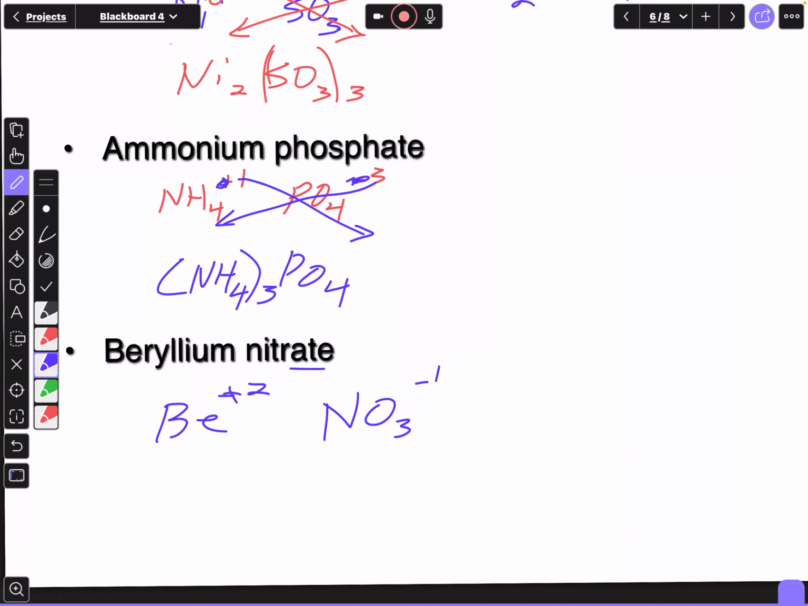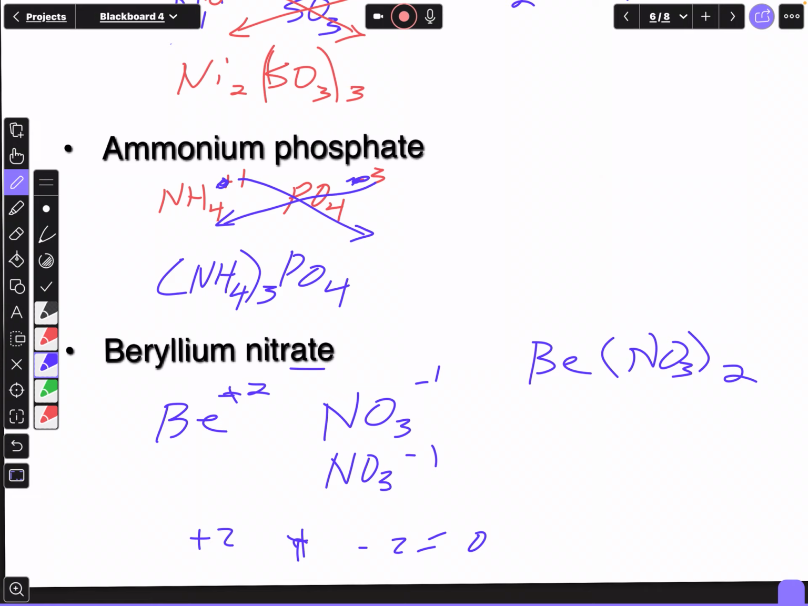So I need these charges to equal 0. I'm going to need this to equal -2 and this to equal +2. I don't need any more berylliums. I have enough. But I do need one more of these ions. -1 plus -1 equals -2, +2 plus -2 equals 0. So I write my formula. It's going to be Be1, and then NO3. Since I need more than one of those, put the NO3 in parentheses and put the 2 on the outside.